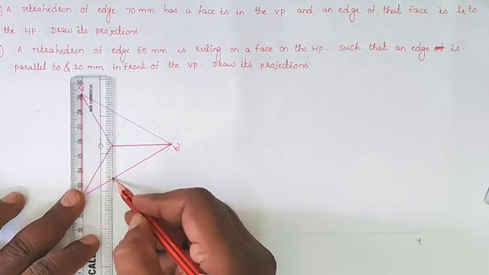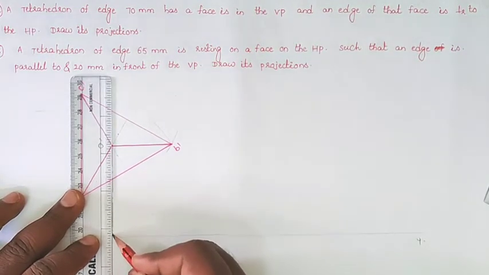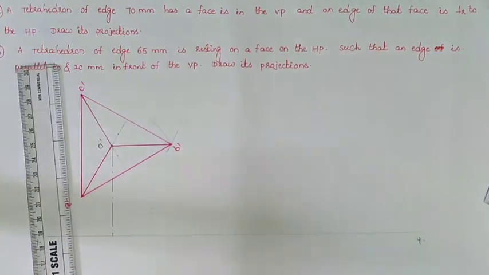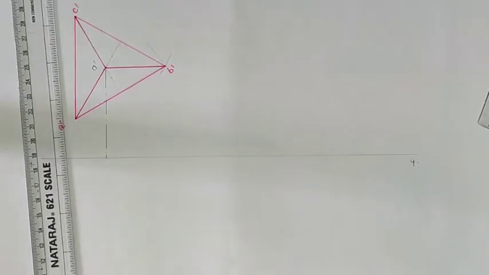But how much axis height are they giving here? A tetrahedron has 4 equilateral triangle faces, so the axis height can be taken as the edge height, that is 70 mm. But here you can find the true length. How will we find the true length? We can measure here.